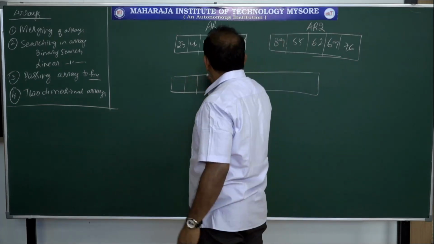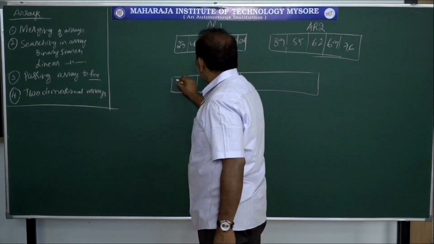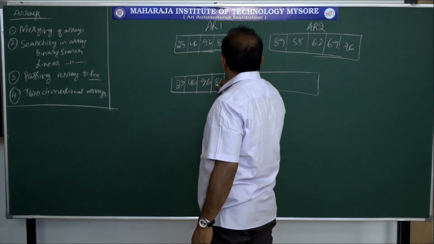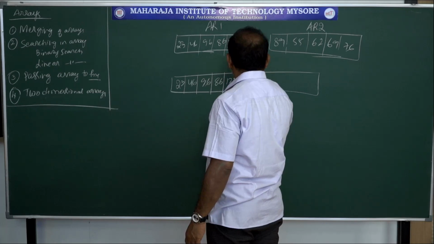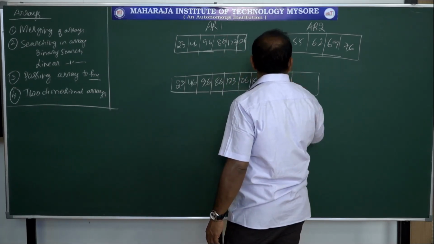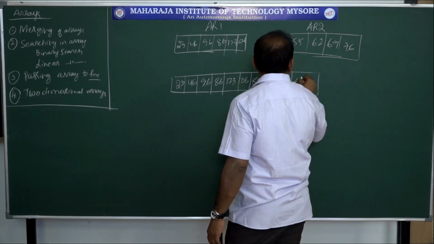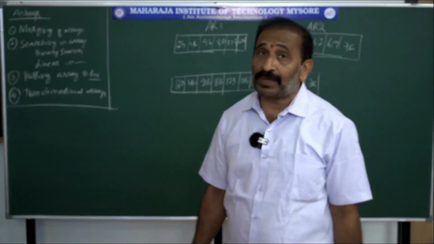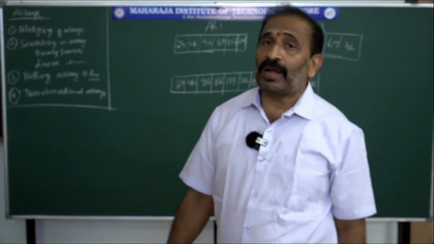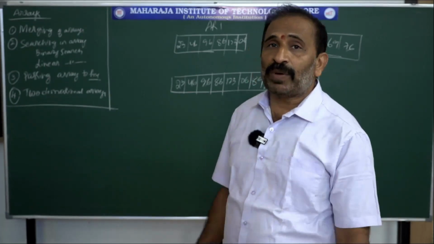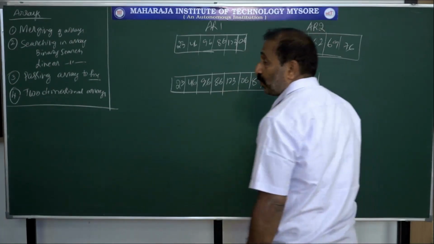So first, 23, 46, 96, 86, 123, 06. Then I have here 89, 55, 62, 69, 76. So this is what the merging of two arrays. You have to write a small program, maybe small algorithm to understand this, and later you write a program to merge these two arrays. Alright.